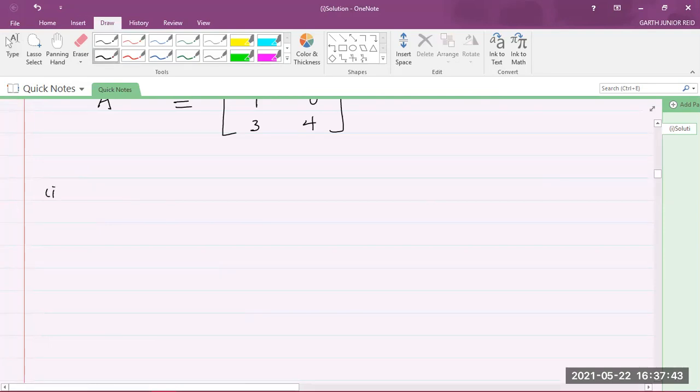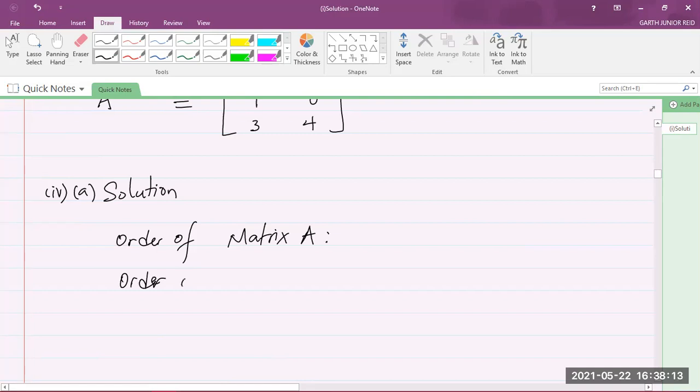So we're looking at part 4A, and it says that we are to explain why the matrix product AB is not possible. Now, we're going to be looking at the order of both matrices A and B. So in order to answer this question, we're going to look at the order of matrix A, and we're going to look at the order of matrix B as well. Now, we already stated that the order of matrix A is 2 by 2. That's a 2 by 2 matrix because it has 2 rows and 2 columns.